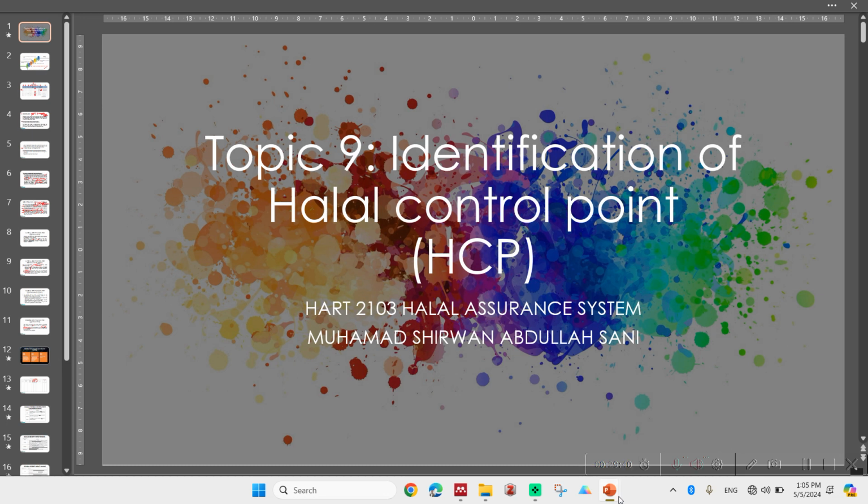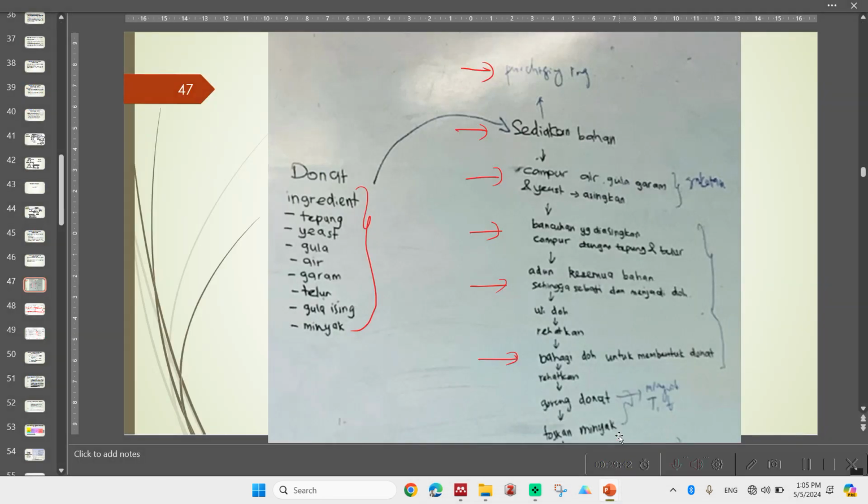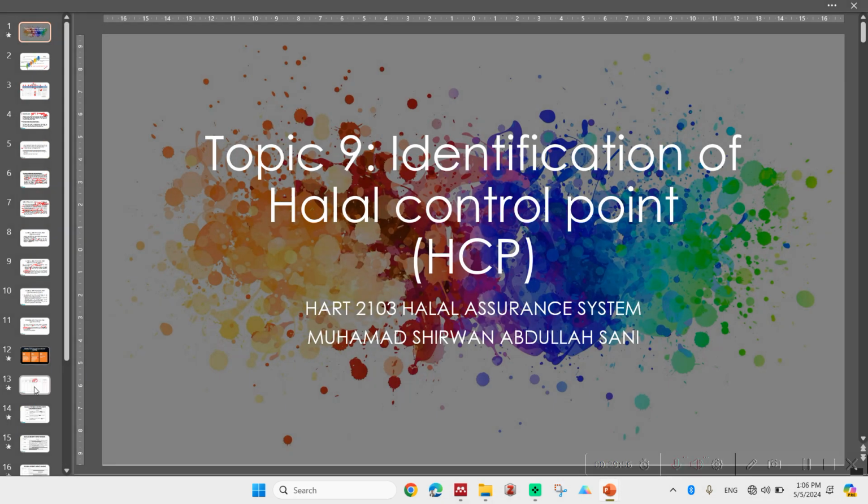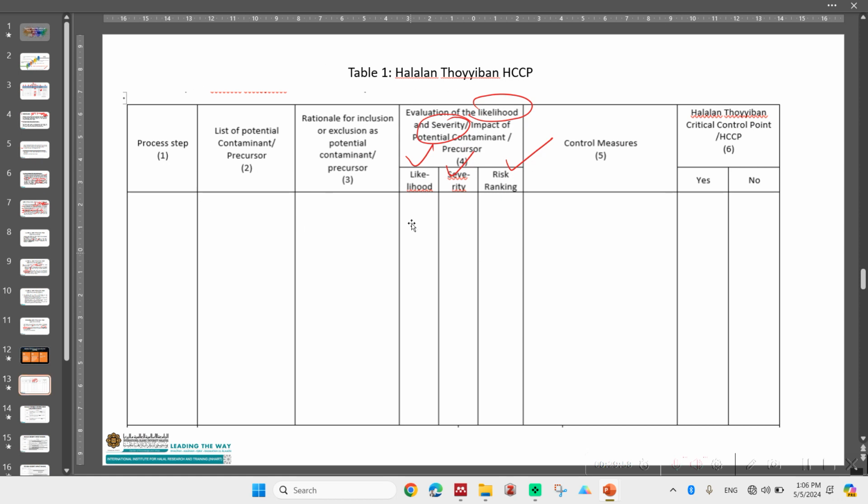It will start with this kind of flow diagram first. This is an example in food production. You can also prepare a flow diagram for cosmetics and pharmaceuticals, and we will evaluate this flow diagram in the next class using this table. Table 1, we call it the Halal Toyiban Halal Control Point table.